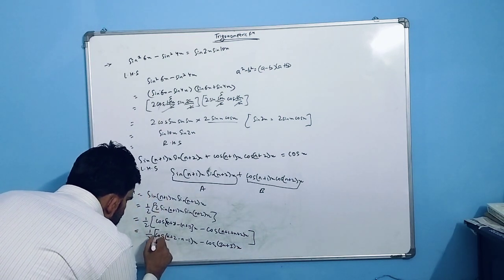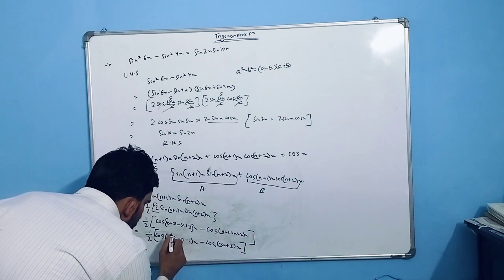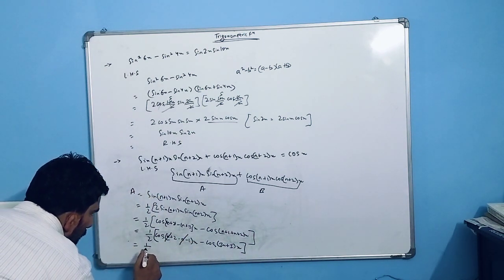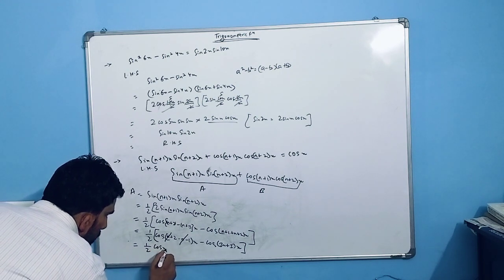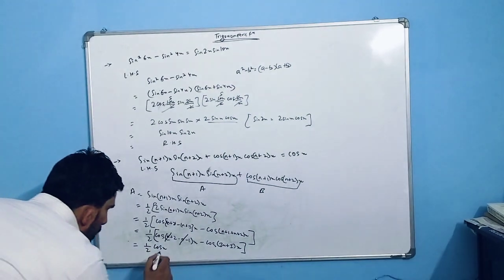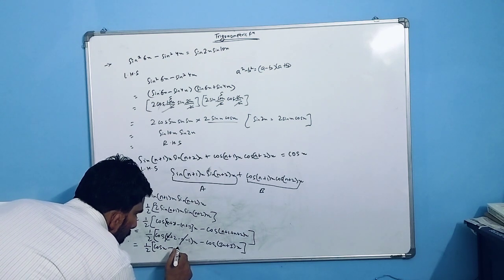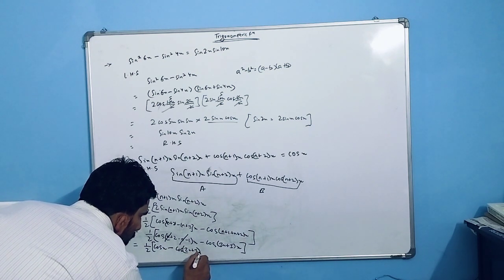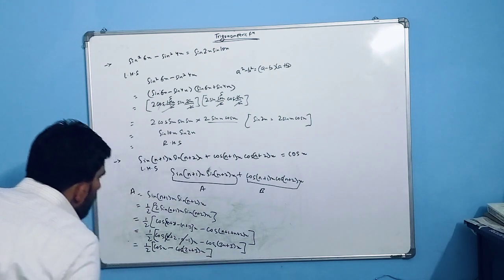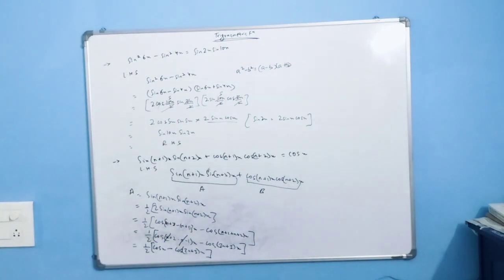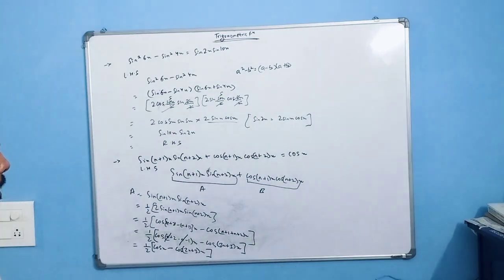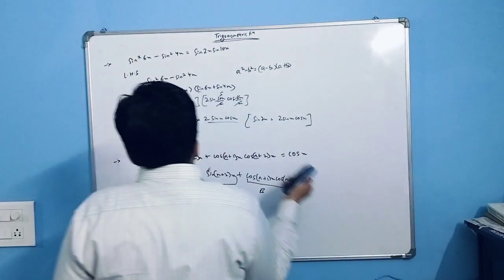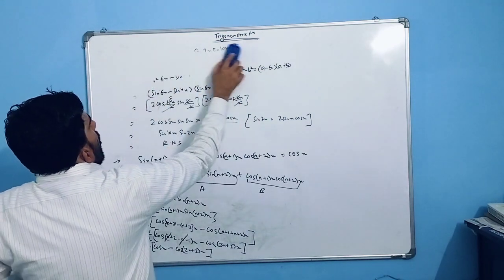Adding on this, so I got this one. So I got half cos x minus cos (2n+3)x. Okay, so I got this one now. Now we'll sort out B. Now let us see how B will be solved out.